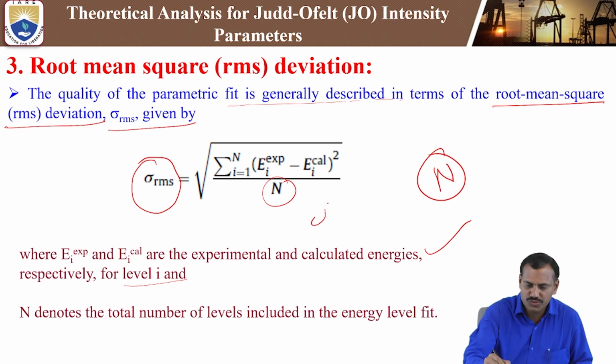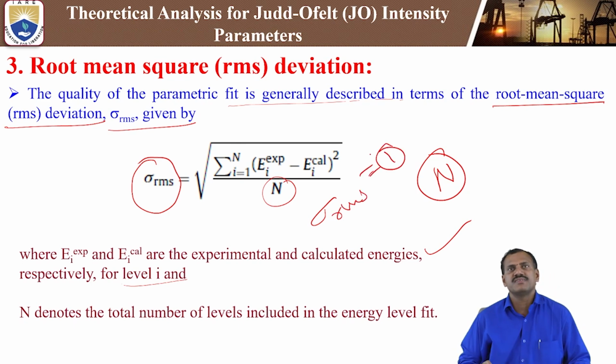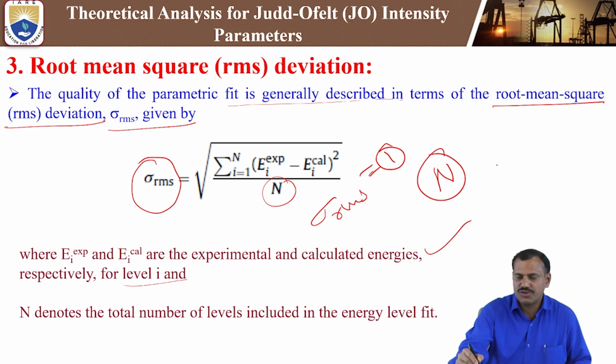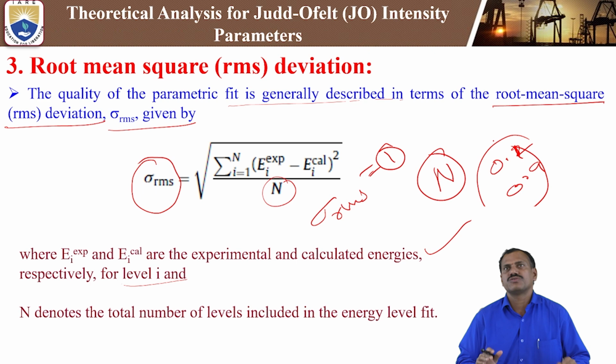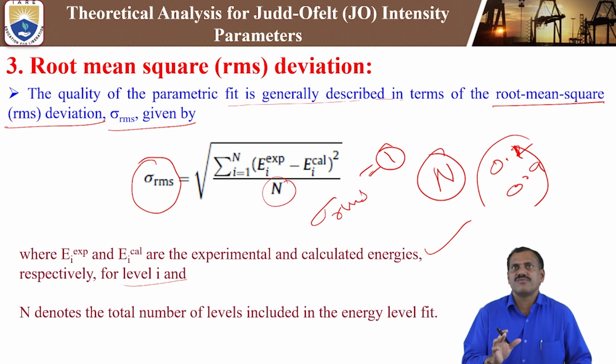The sigma RMS value should be less than 1. Then only will the fit be optimized, a well-fitted equation. We should get a sigma RMS value less than 1, that means somewhere between 0.1 and 0.9. Then only the fitting error will be very small. If it crosses more than 1, the levels included in the energy level fit are not fitted well. That means we need to recheck all the values, calculate again, and check that the RMS value is less than 1.